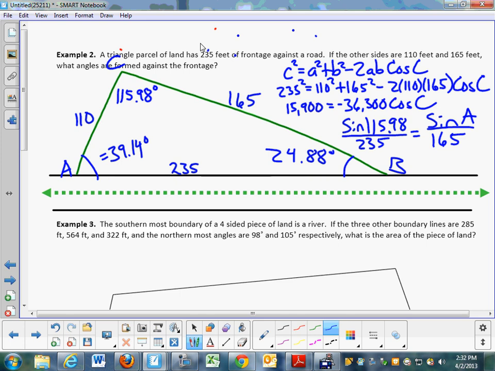Last question. Can you now find the area of this shape? Yeah, you can use any option you want. 1/2 times the product of any two sides times the sine of the included angle will now give you the area of that piece of land. Just like that.